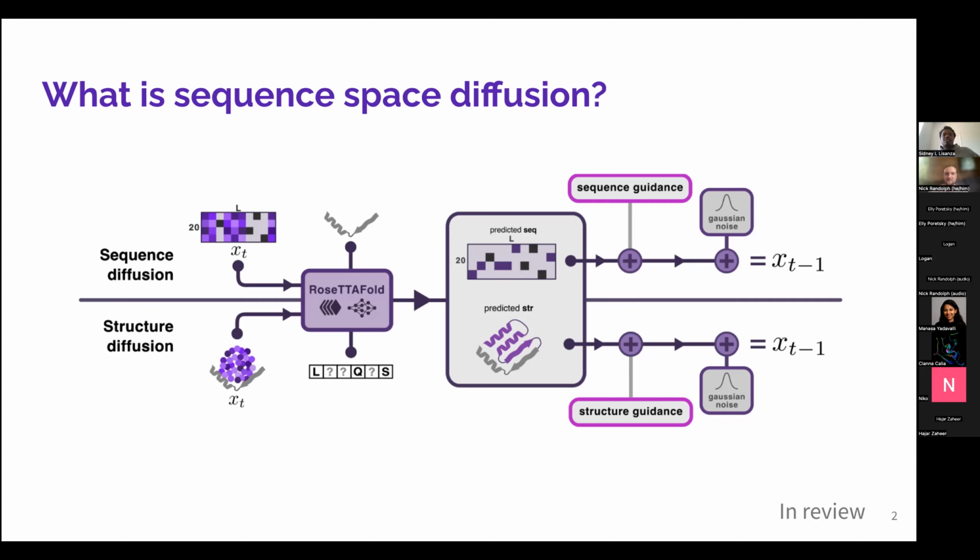But you can do the very same thing within sequence space, where you just need to formulate a way to represent sequence such that you can corrupt it with Gaussian noise. And so we did that, and I'll go into more detail about that later. And then we use RoseTTAFold as a denoiser. The way we did this allows us to get both sequence and structure jointly, concurrently.